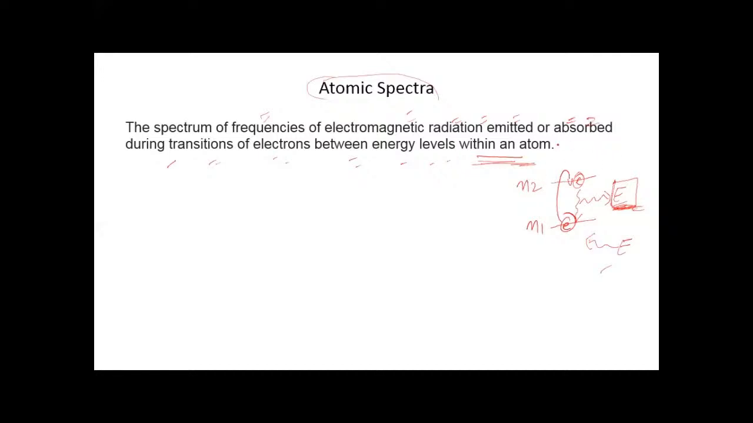This electromagnetic radiation may be emitted or absorbed during transition of an electron between the energy levels. Then we obtain a spectrum. Spectrum means color band or dark band. We obtain certain color bands or dark bands. That is known as atomic spectra. We will explain all these things during the video.